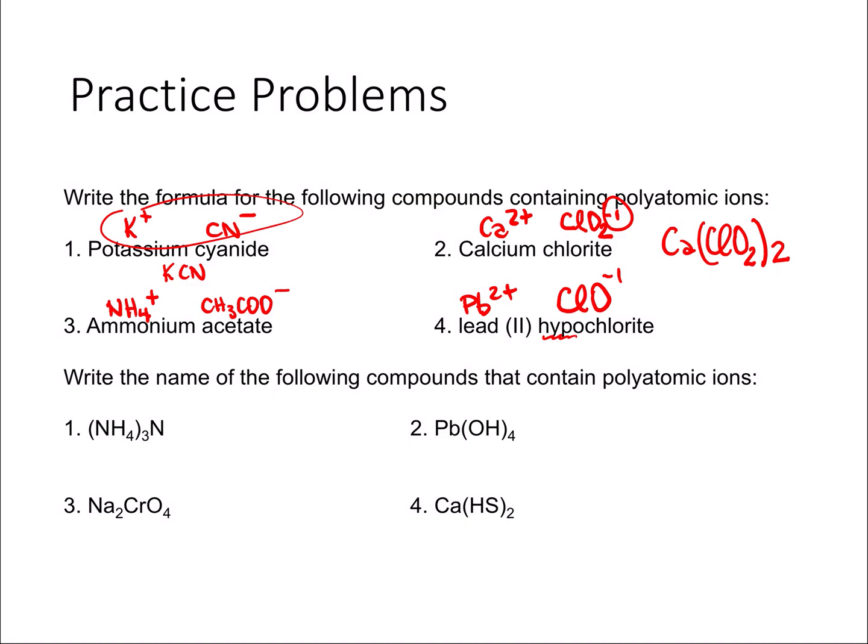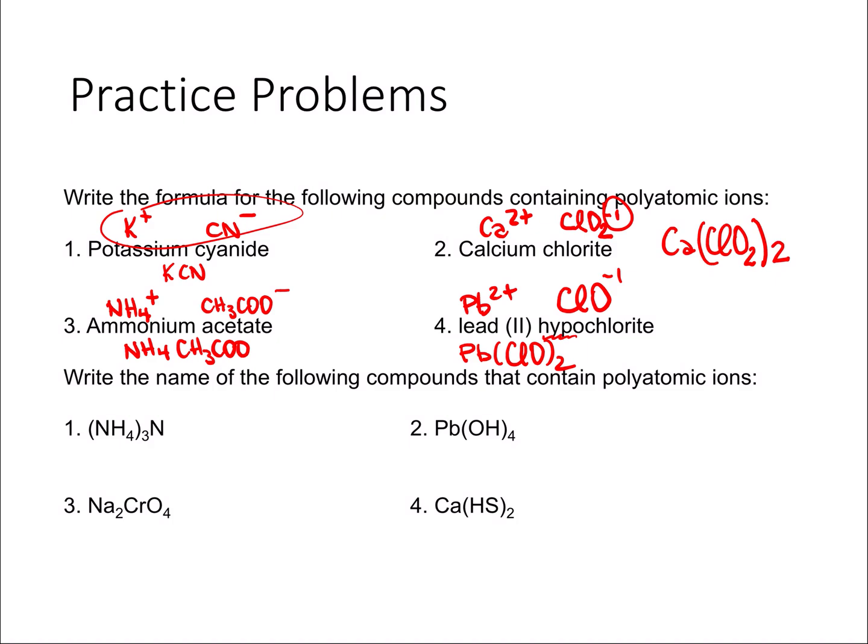ClO2 twice. Okay, ammonium acetate, NH4. Because acetate is considered an organic thing, it writes its carbon first: CH3COO. If there were more than one of those acetates, you'd put brackets around it. Lead, Pb, and to balance it out we're going to need ClO. We're going to need two of them. Okay, that's done.